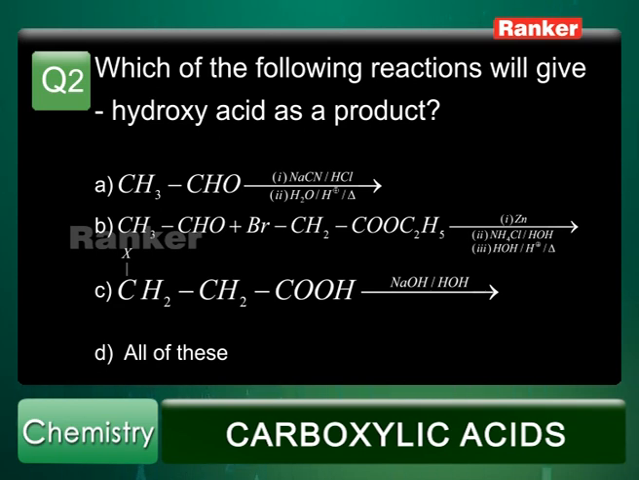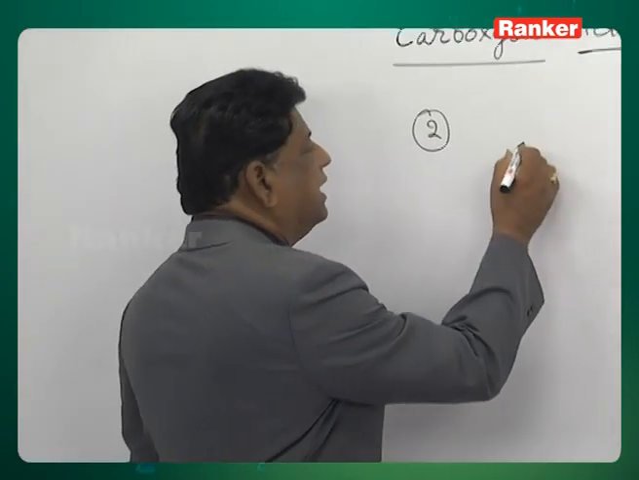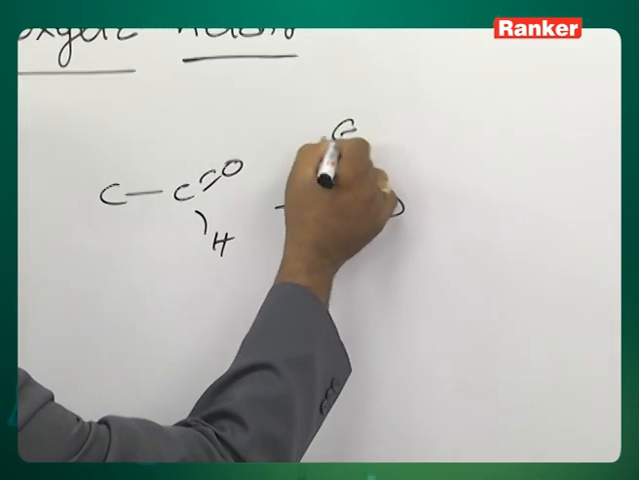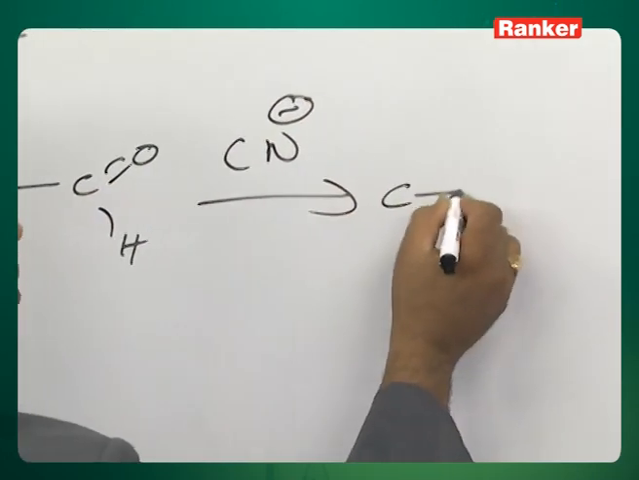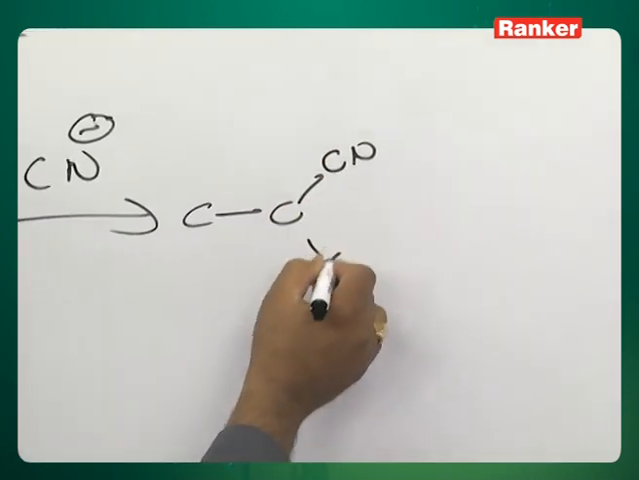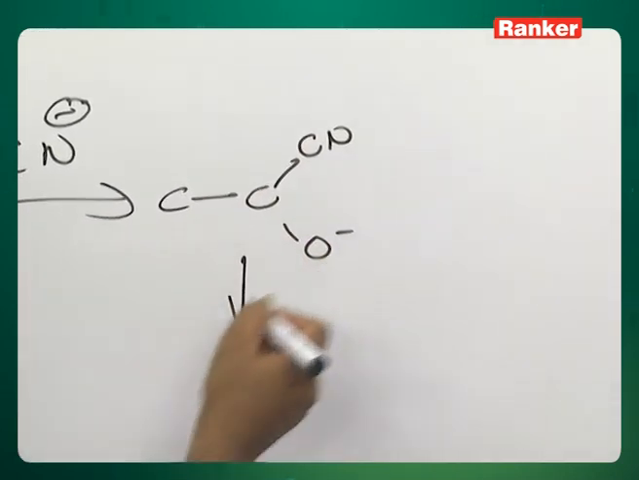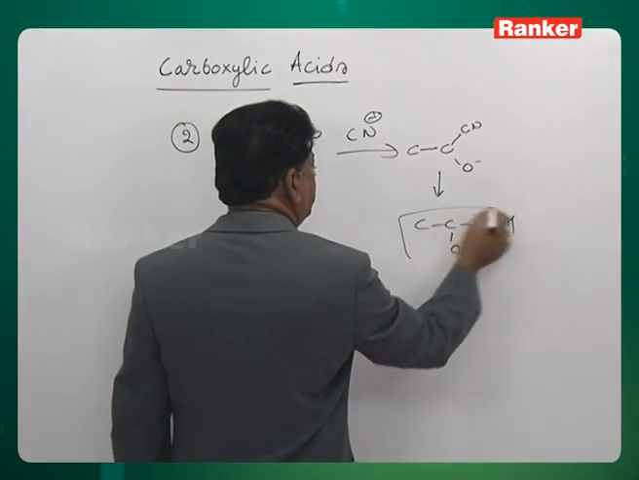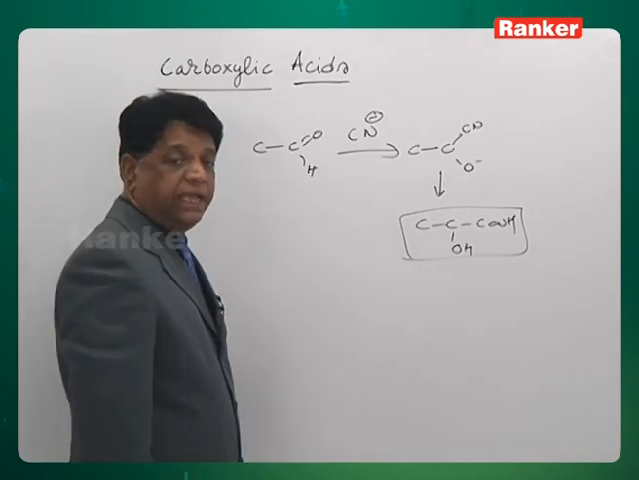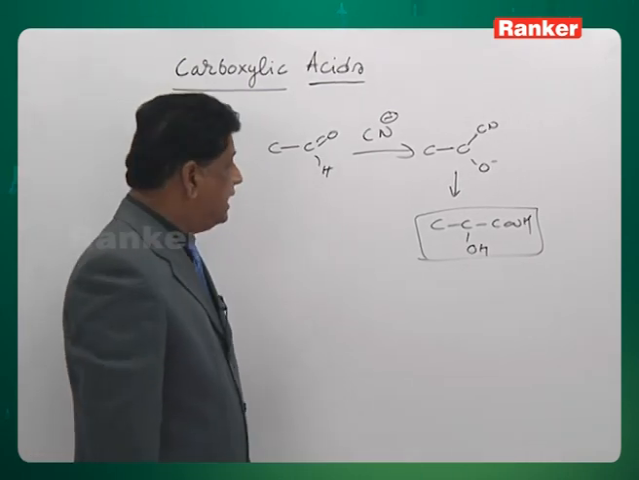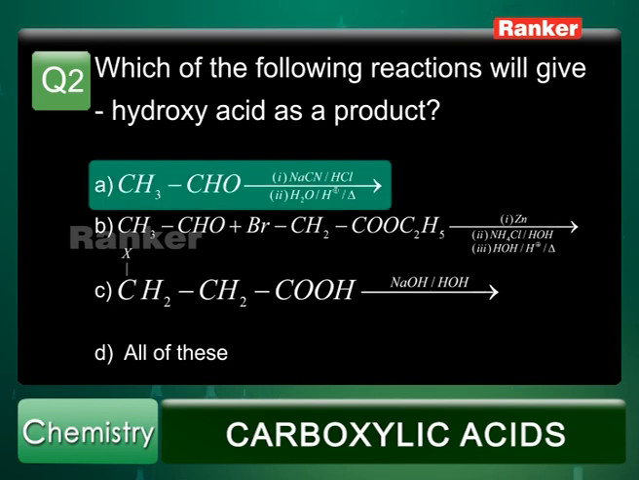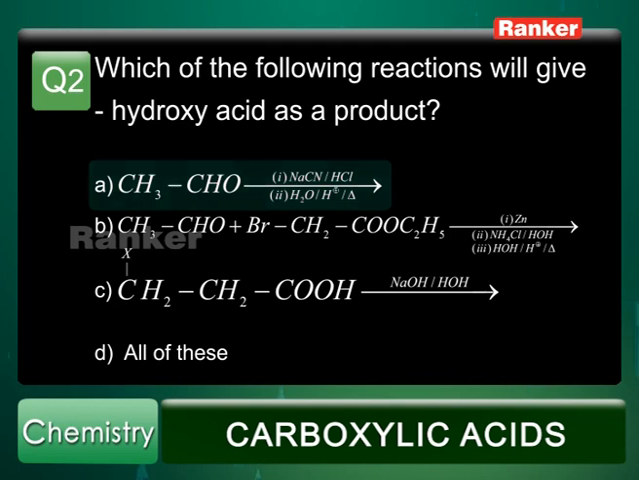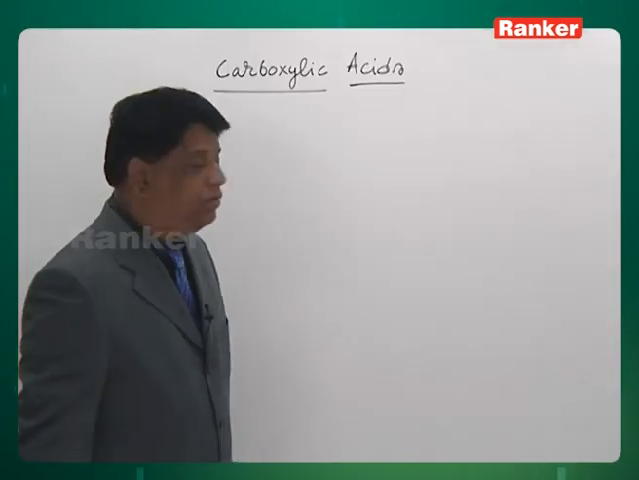So the answer goes straight to the first answer, acetaldehyde reacting with the cyanide group followed by hydrolysis. So cyanide is added here, O becomes O minus, and on hydrolysis you get a carboxylic acid containing the OH group. This is what is being asked: alpha hydroxy acid prepared from acetaldehyde, therefore the answer is A. The first answer, A, is the right one. So let us go to question number 3.